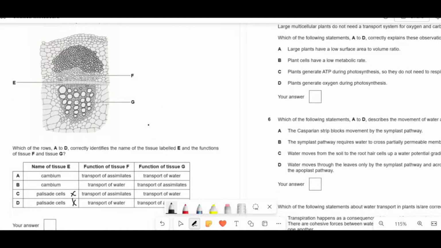So then we need to think about what F and G are doing. Well, F is the phloem, so that's transport of assimilates, and then G is the xylem, so it's got to be A already. The other way around, this is the opposite way around to what it should be.